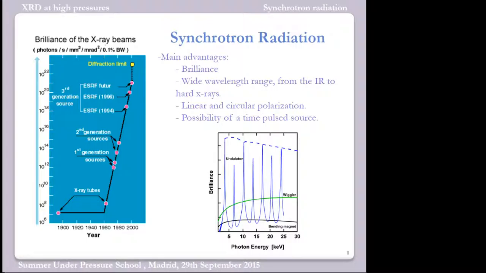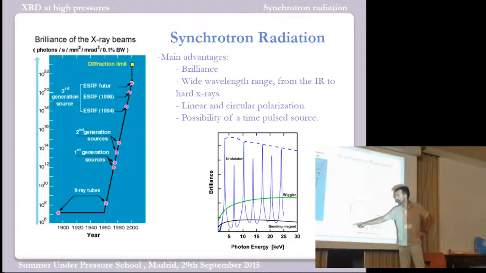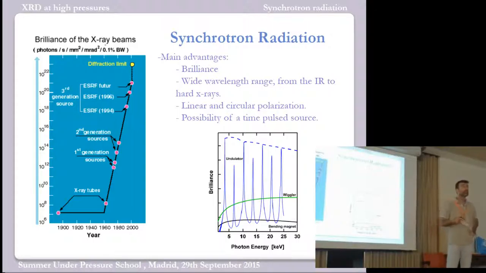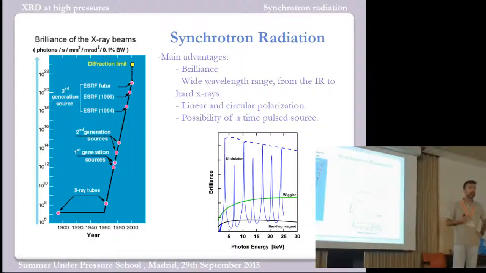The characteristic of synchrotron radiation is summarized in this graph. The radiation from bending magnets is continuous, like this. The radiation from the insertion devices called wigglers is orders of magnitude more intense, and also continuous, which is important for what I'm going to speak about afterwards.